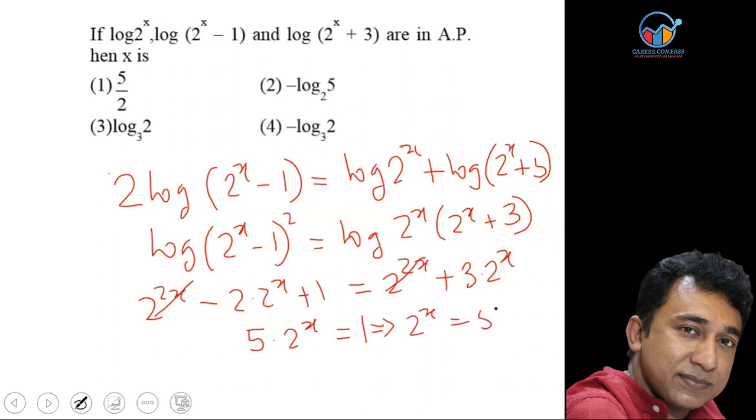equal to 1 by 5. So definitely we can say x will be log of 1 by 5 to the base 2. Now 1 by 5 is 5 to the power minus 1. So if I bring that minus 1 outside, I'll have minus of log of 5 base 2, right? So your answer will be option 2. Of course, correct answer from all of you.